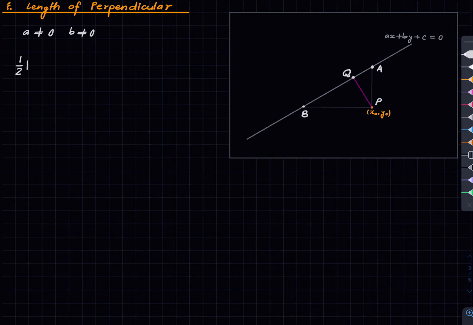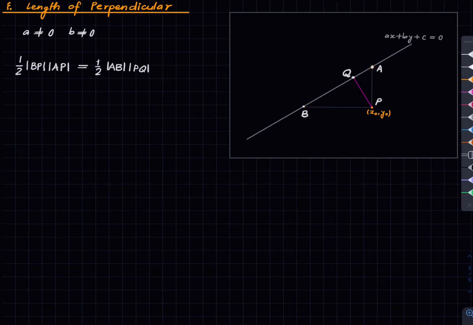So this equality is what we already have. Half of BP times AP is half of AB times PQ. So if we can write down the expressions for these three things, we will automatically find the expression for that, and this is what we want. So to do that, we will find the coordinates of A, the coordinates of B, and proceed.